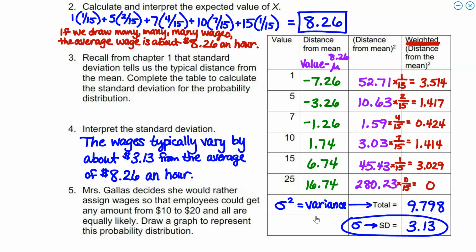So this is the same thing as saying this is the average distance away from the mean, but we've worked our context into it. So typically, any random person in here that I would select, their wages are going to be different from the mean by about $3.13.